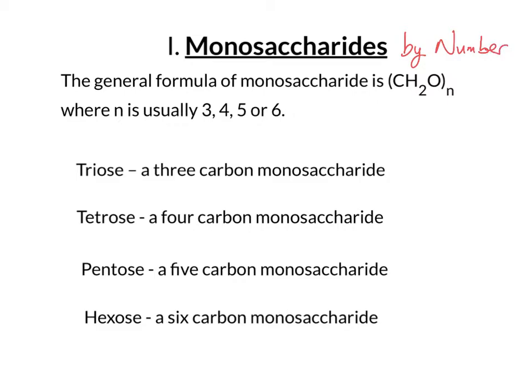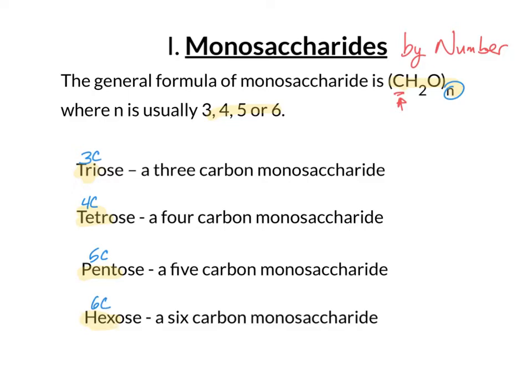The general formula of the monosaccharide is CH2O subscript N, where N is something like a 3, 4, 5, or 6. So if it has 3 carbons, we're going to call that a triose. 4 carbons, we'll call it tetrose. 5 carbon would be pentose, and hexose is going to be a 6-carbon monosaccharide.